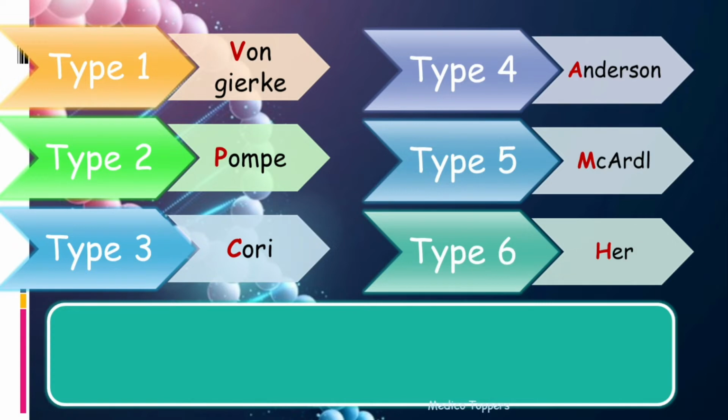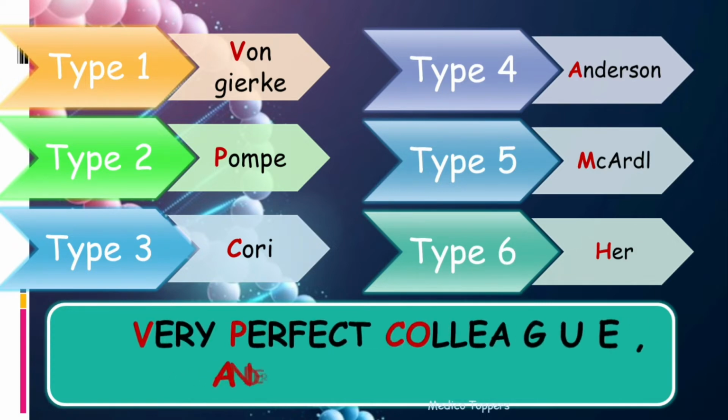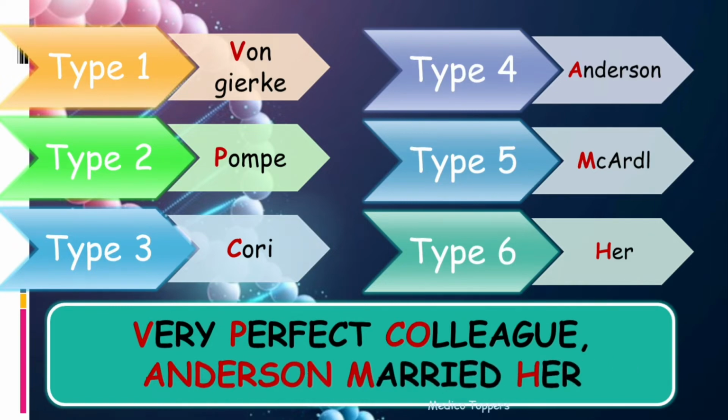We can remember this in sequence with the help of the mnemonic: Very perfect colleague Anderson married her. So Very is von Gierke disease, Pompe is perfect, Cori is for colleague, and Anderson is directly Anderson. McArdle is married, and her is directly Hers. So you can remember the sequence of these glycogen storage disorders with the help of the mnemonic.